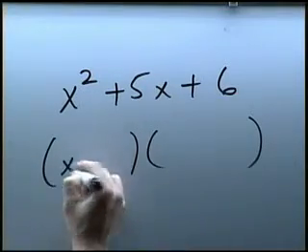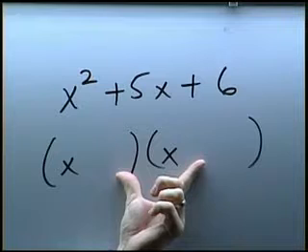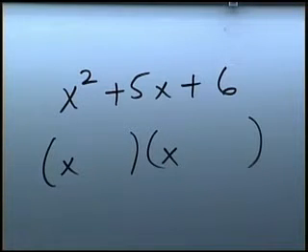Okay? Now, what needs to go in the front right here? X times x, sure. Okay? Because what we're trying to do on this example is we're trying to take what's commonly called the FOIL process. We're trying to undo that FOIL process.